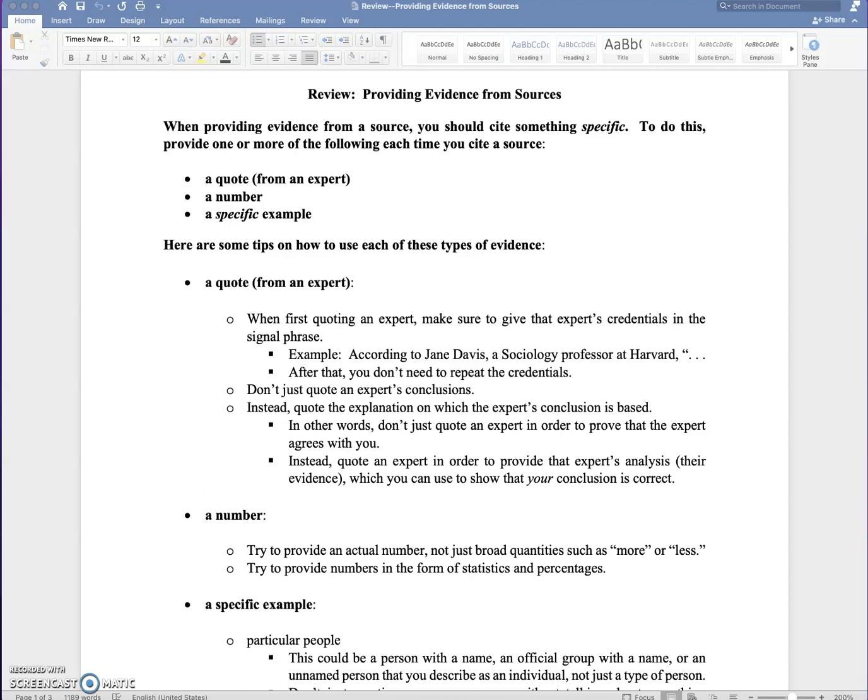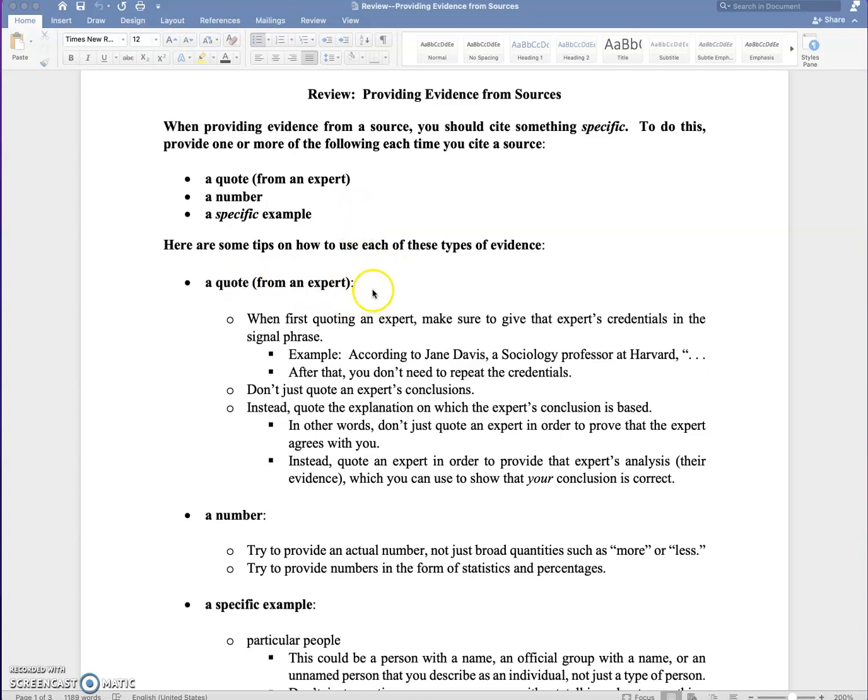So you need to cite one of these three things in order to have something specific: a quote, a number, or a specific example. And I just want to highlight some of the main points about citing each of these three types of specific evidence.